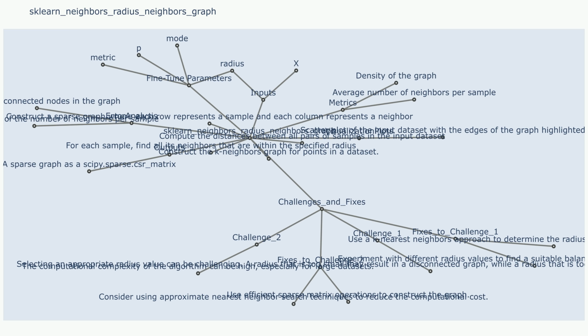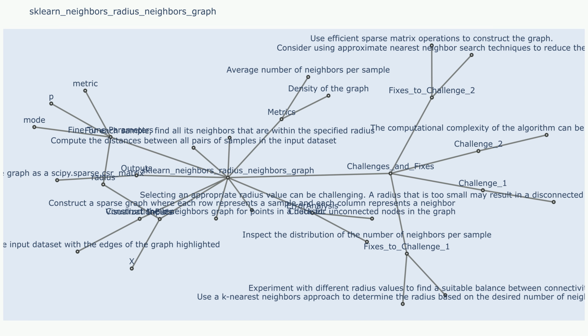sklearn.neighbors.radius_neighbors_graph. Description. This function constructs the k-nearest neighbors graph for a given set of samples. It connects nodes that are within a specified radius of each other in the feature space.